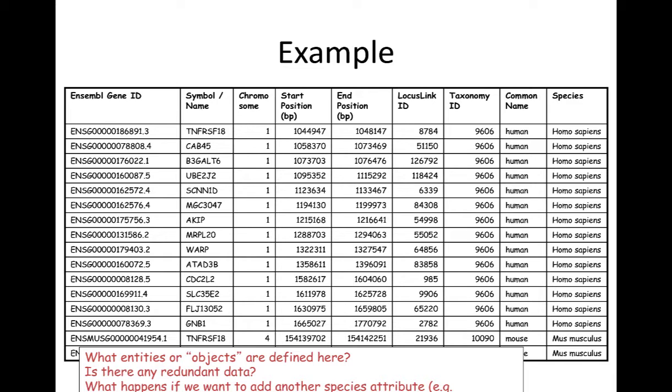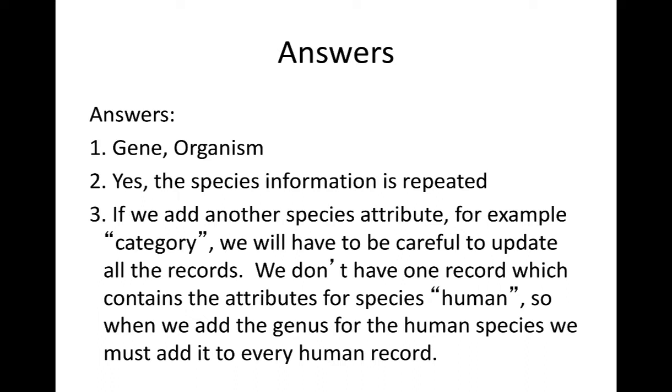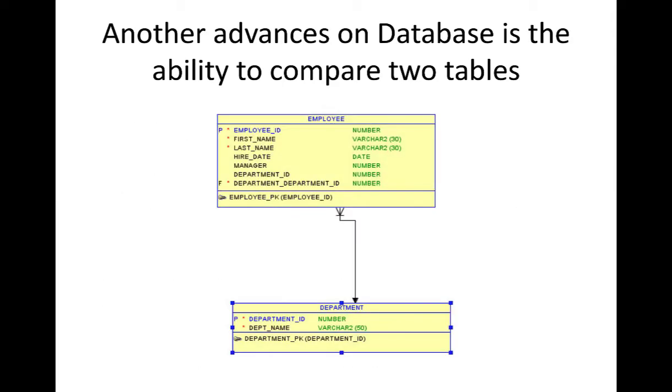What happens if you add another attribute, for example, another species? So what are you going to do? How are you going to answer? So the answer is yes, there is a repetition here, and if you add another species attribute, for example category, we will have to be very careful to update all the records, otherwise we will not have one record which contains the attributes of species human. So we need to be very cautious about how we pursue that and how we apply that.